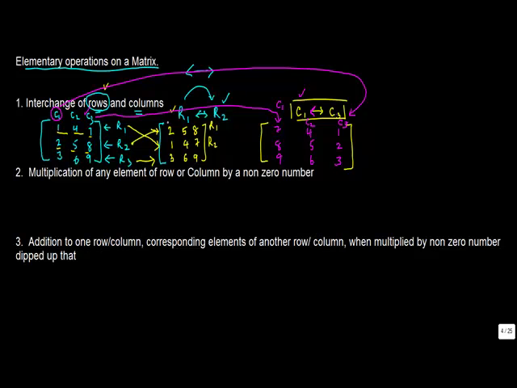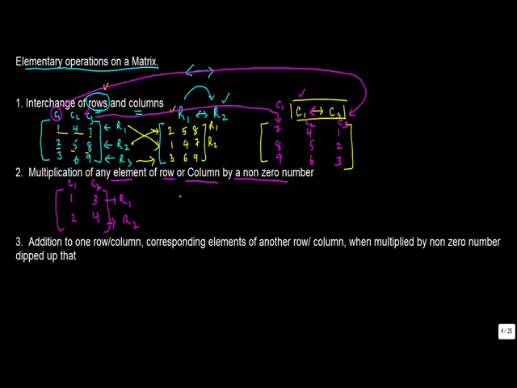Now the second thing can be where you have to multiply any element of a row or a column by a non-zero number. Again, let's say you have a matrix 1, 2, 3, 4. This is R1, this is R2, this is C1 and this is C2. Right?